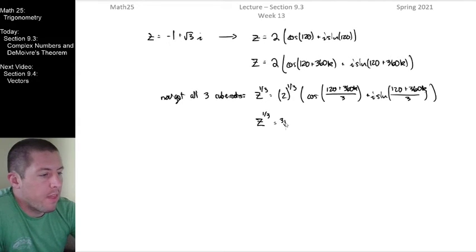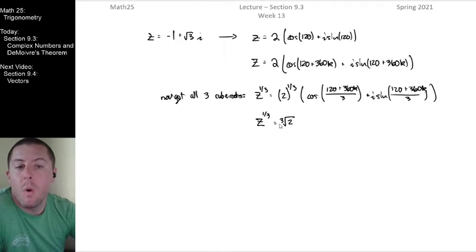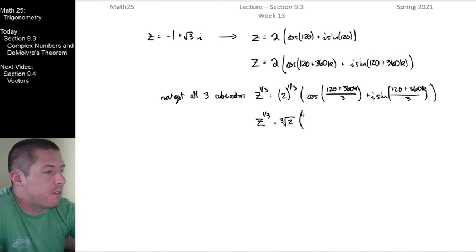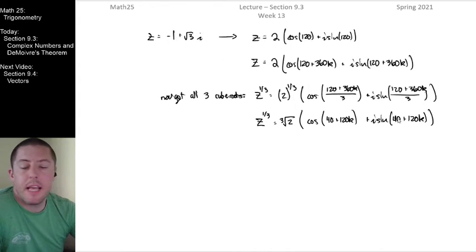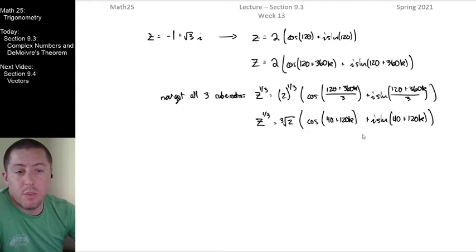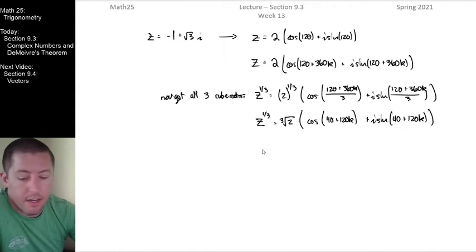And by the way, it doesn't matter if you write this as a fractional power of 1/3 or literally write it as the cube root. Either of those are exactly the same thing. I'm fine with either of those. So it looks like cosine of 120 over 3 is going to give me 40 plus 120k plus i sine 40 plus 120k. And what we're seeing now is that there are going to be 3 distinct values, where we get 3 actual different angles in here.